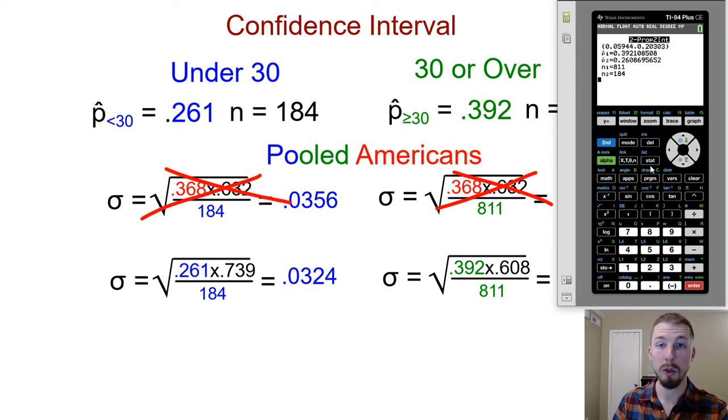Now, how do you interpret that interval? We're 95% confident that the true difference in proportions between people snoring over the age of 30 and under the age of 30 is between those two values. So it's anywhere between, say, 6% and 20%.